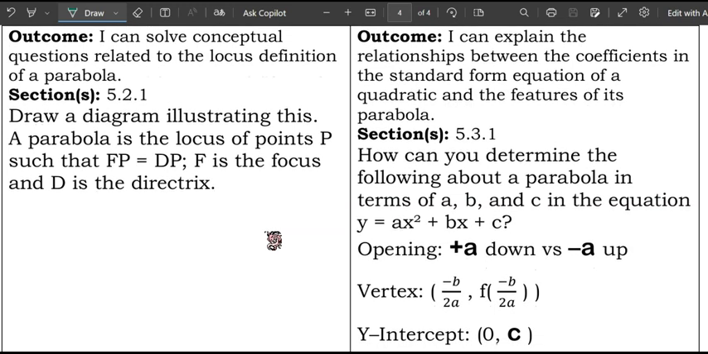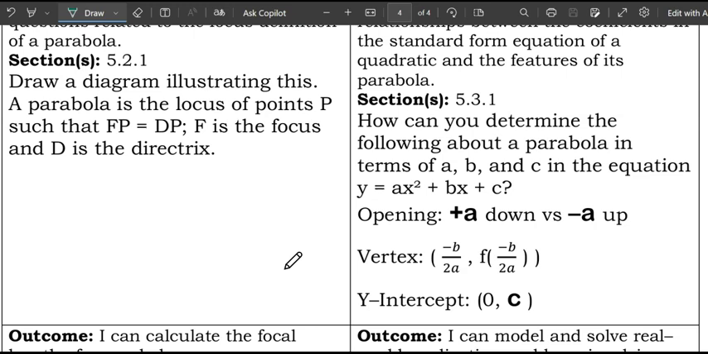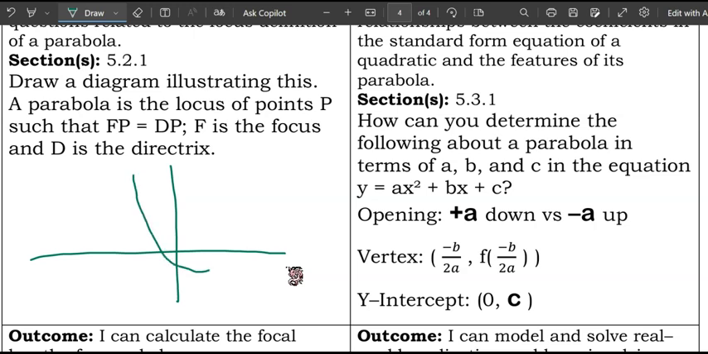Outcome: I can solve conceptual questions related to the locus definition of a parabola. Refer back to 5.2.1 for this one. Draw a diagram illustrating this. A parabola is the locus of points P such that FP equals DP, where F is the focus and D is the directrix. So we'll draw a parabola. It could be facing any way you want. I'll go ahead and have it facing upward.